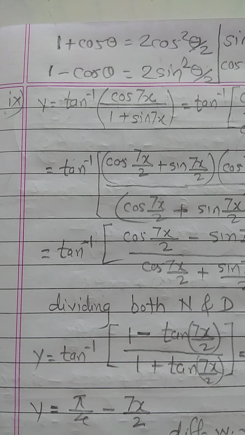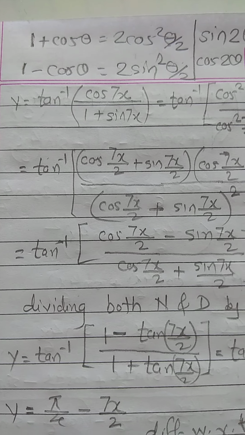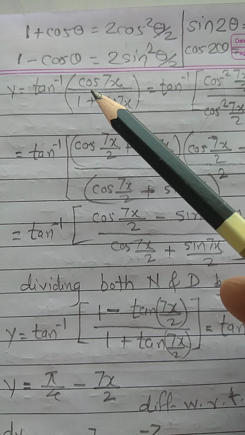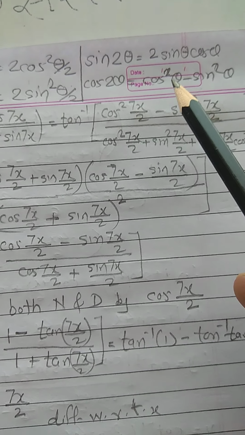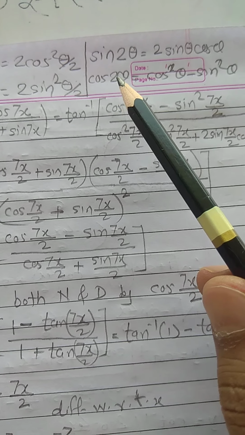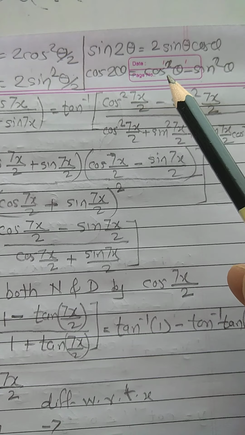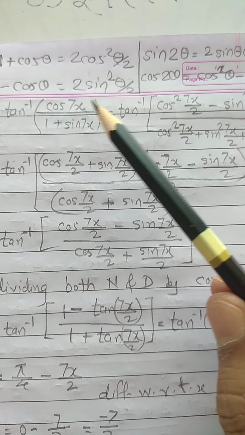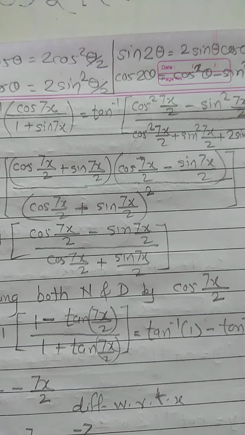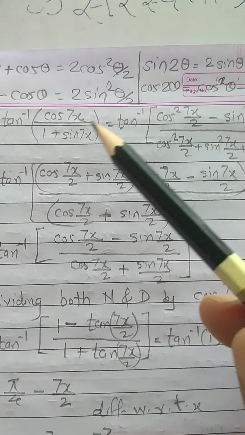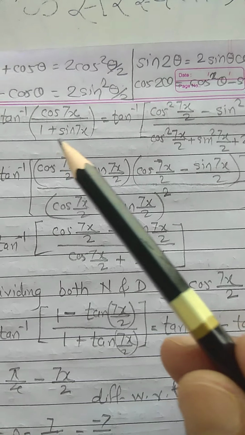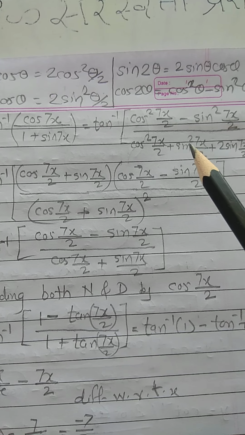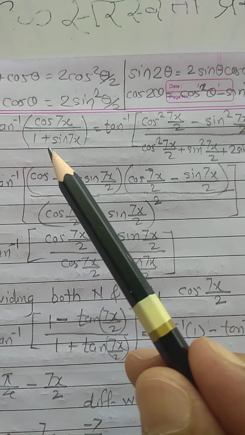Now Roman 9: y equal to tan inverse of cos of 7x upon 1 plus sin 7x. Cos double is available in another form here: cos double is cos square minus sin square. We have to make half of the angle, that is 7x by 2. 1 we can write as cos square plus sin square, since sin square theta plus cos square theta is equal to 1.